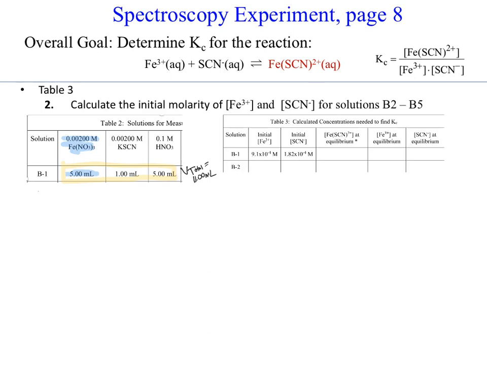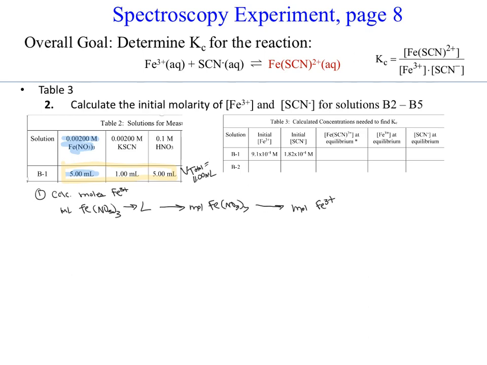Step 1, find moles. So let's calculate the moles of iron 3 plus that I'm starting with. So I start with my volume. I'm going to start with milliliters of FeNO3, right? So iron 3 nitrate is my source of iron. I can convert to liters and then to moles of iron 3 nitrate, Fe(NO3)3. I can then go to moles of Fe3+ using my mole ratio from my balanced chemical formula.